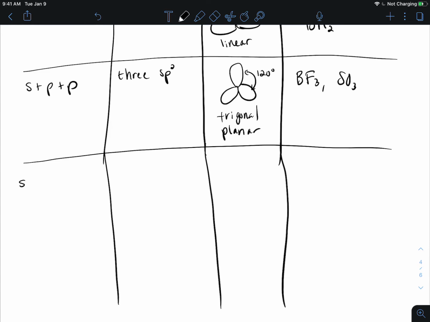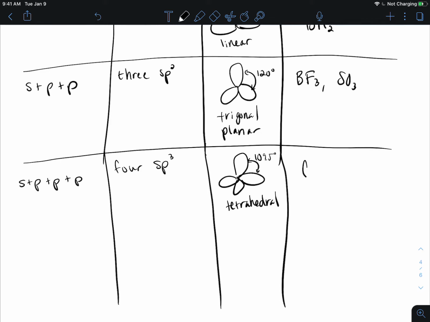And then s plus p plus p plus p gives us four sp3 orbitals, like so, where they're all 109.5 degrees away from each other. So this is our tetrahedral.